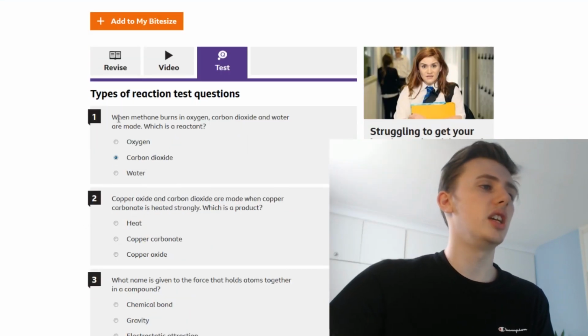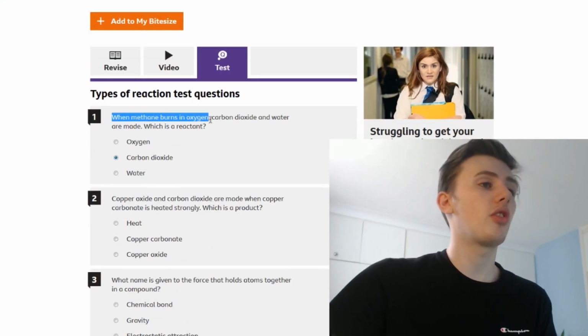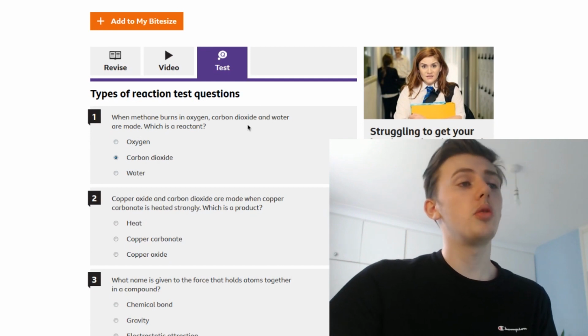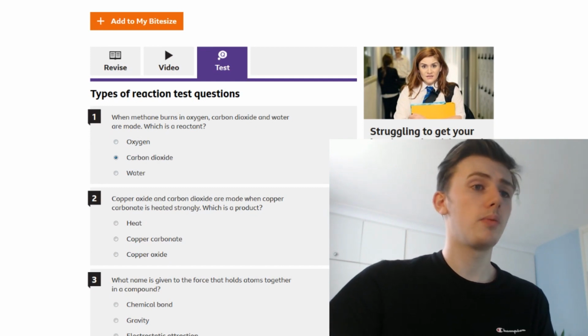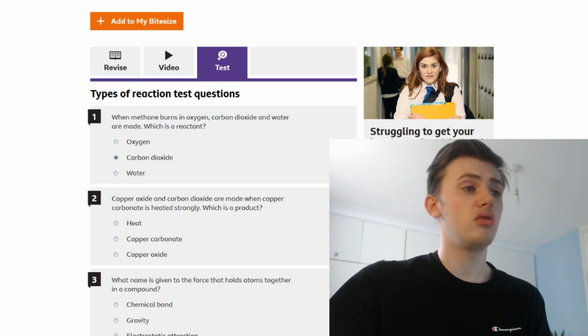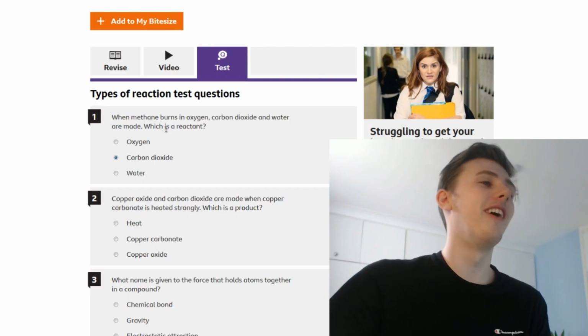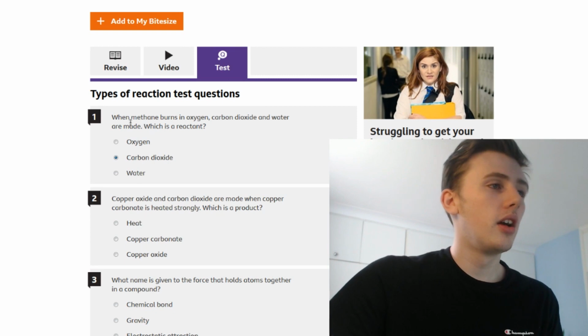So the first question is, when methane burns in oxygen, carbon dioxide and water are made, which is a reactant? This is actually a revision for you guys as well. If you're someone who is doing foundation, GCSE, chemistry, or whatever subject we do a quiz on, this might help you. I don't know if this video is going to be at all entertaining. It will be when I get angry because I don't know the flipping answer, because realistically I'm an idiot. But let's see what happens, okay? When methane is burned in oxygen, carbon dioxide and water are made. What is the reactant? Well, the reactant's oxygen.